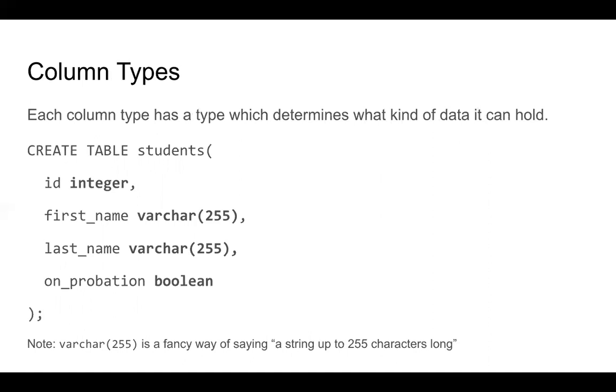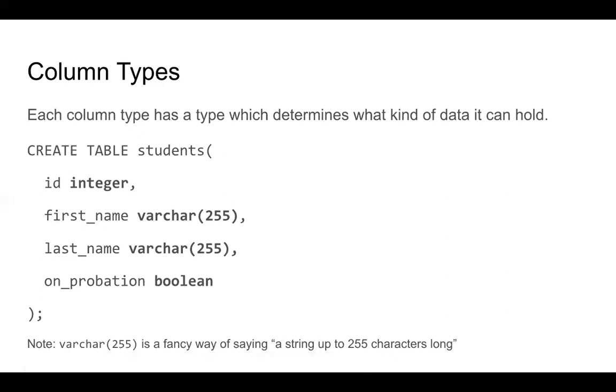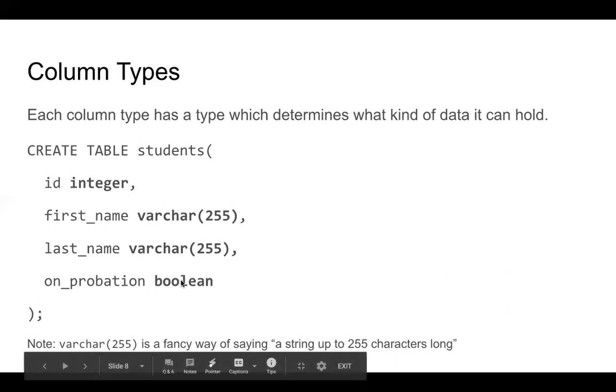So each column has a data type, which determines what type of data it can hold. So like I just said, integer, varchar is a fancy way of saying a string of up to 255 characters long. So in SQL, you have to say what type of data it is, and the first name column couldn't hold any other data type except for a string. If you tried to put an integer in there, it wouldn't work. If you tried to put a Boolean in there, it wouldn't work. Or it might work and just immediately convert it to a varchar. But you couldn't put 255 into on probation because it has to be a Boolean.